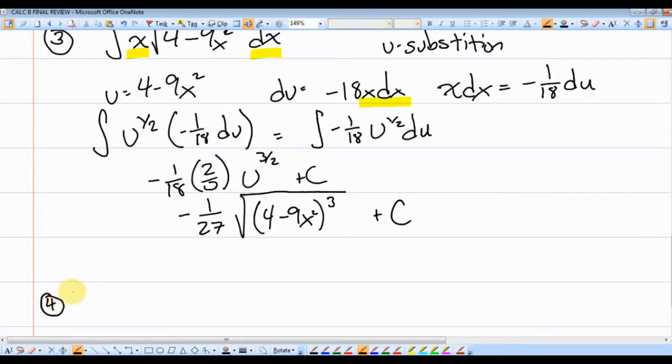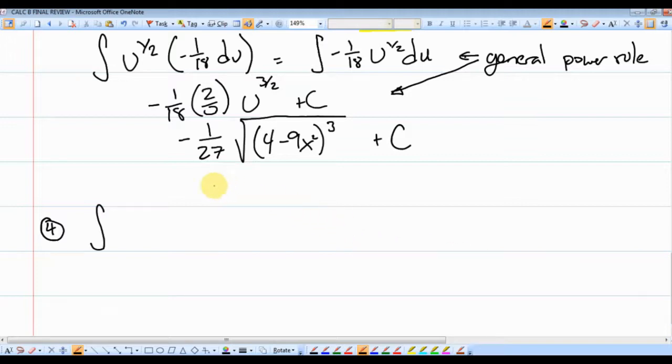Four. Another evaluate the integral. Oh, by the way, the general power rule was right here. That's where I use the general power rule. Question 4, integral from 0 to 1 of x times the square root of x squared plus 1 dx. I'm just going to do the antiderivative first.